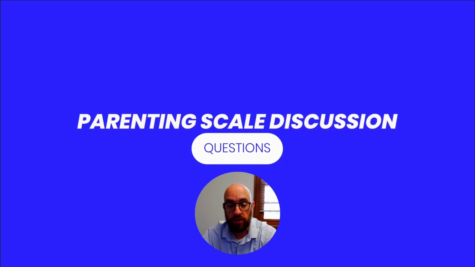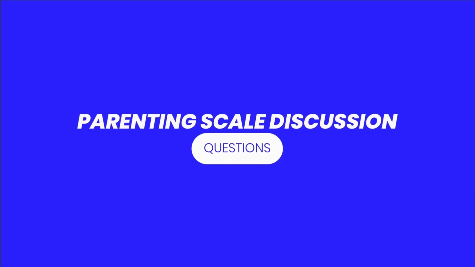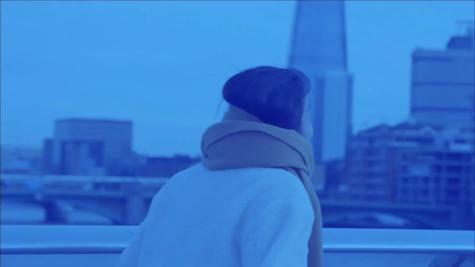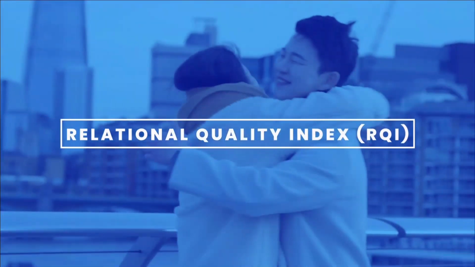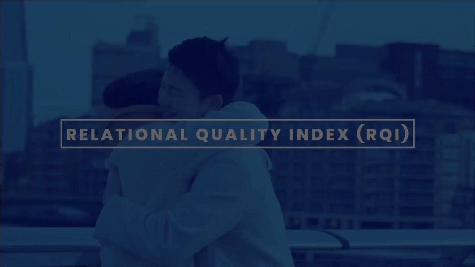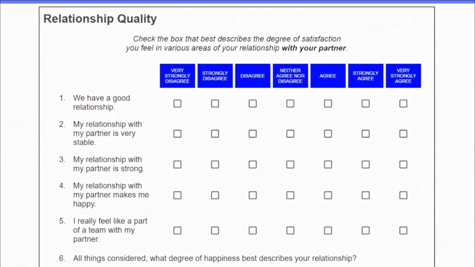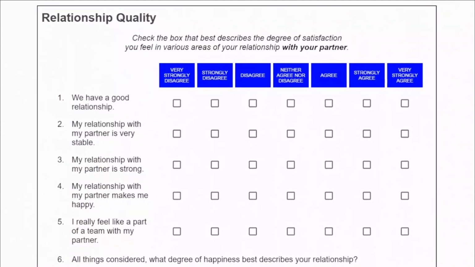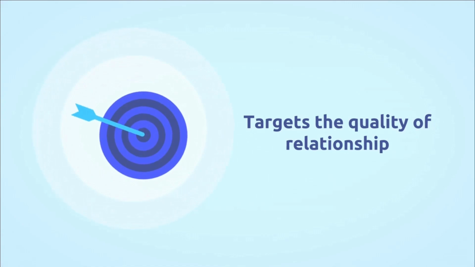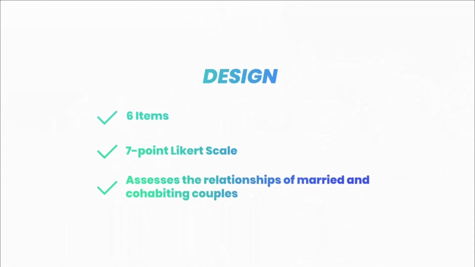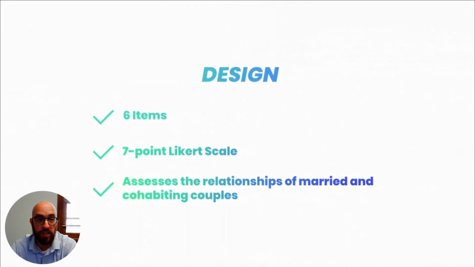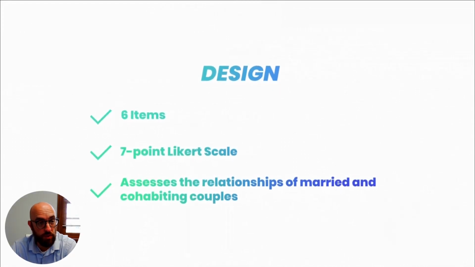This moves us on to discussion about the Relational Quality Index, or the RQI. The RQI is a very basic, straightforward, easy to score form that really its whole purpose is to target the quality of the relationship. The format or design is set up with 6 different items at a 7-point Likert scale, which are assessing the relationships of married, and it can assess the relationships of cohabitating couples as well.